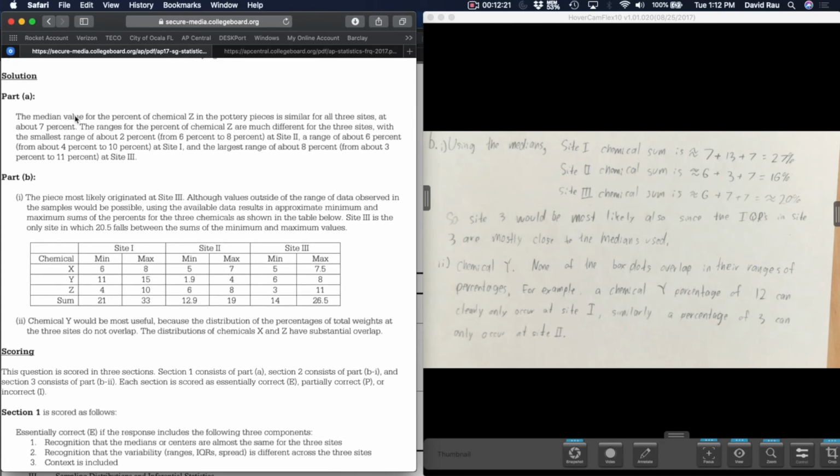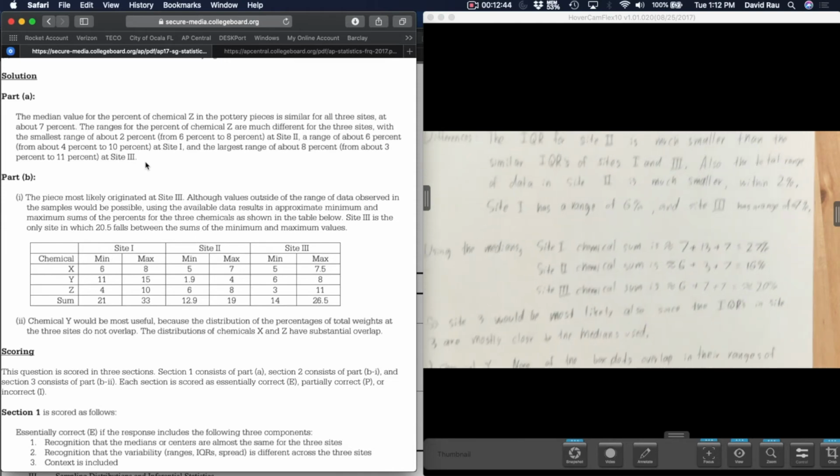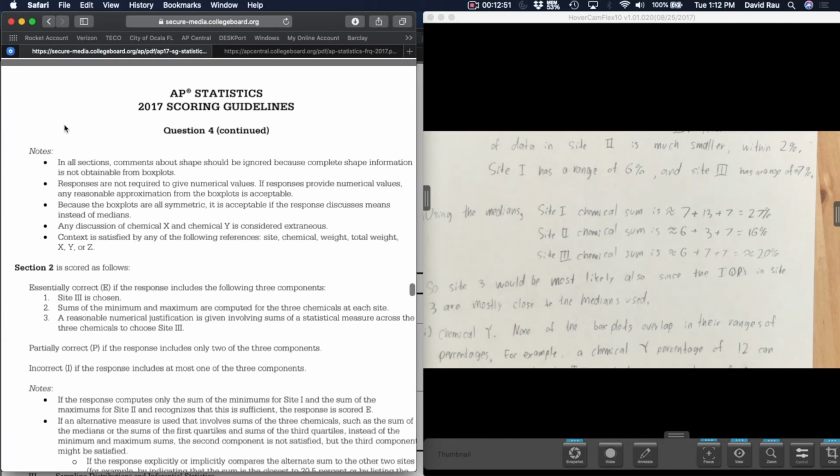Okay, so part A: the median values for chemical Z are similar in all 3 sites, about 7%, yay. Ranges in chemical Z are much different for the 3 sites, with the smallest being about 2%, and yeah, being about 7% from 3 to 11. Oh yeah, 3 to 11 is 8. Silly me. Well, luckily I said approximately 7, so I guess I could still get away with that. Okay, thinking too quick.